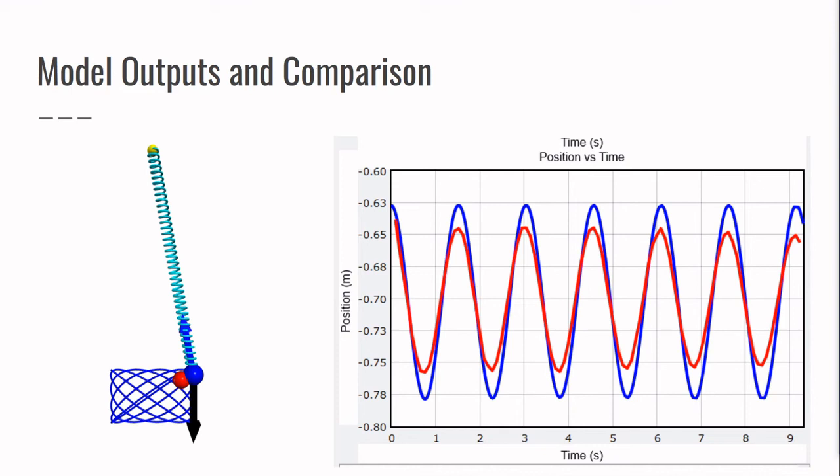On the right, we can see the model data in blue and the tracker data in red. As the oscillation periods line up, the spring constant must have been accurate, but as the amplitudes are slightly different, the relaxed length used in the model is likely incorrect.